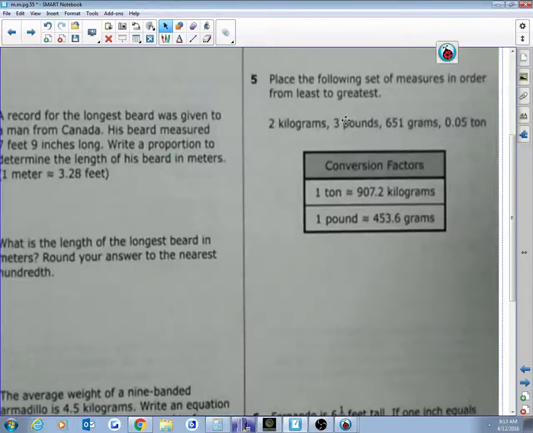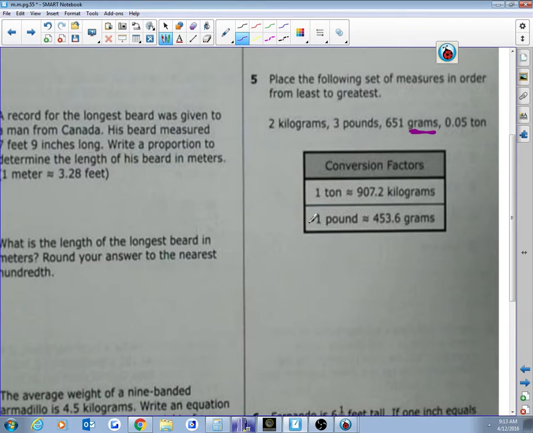Page 55, number 5. Place the following set of measures in order from least to greatest. So we've got 2 kilograms, 3 pounds, 651 grams, and 0.05 or 5/100ths of a ton. Okay, so we need to get the same unit of measure. So I've got kilograms here, grams here. I'm going to turn them all into grams. So this one can stay as 651 grams.